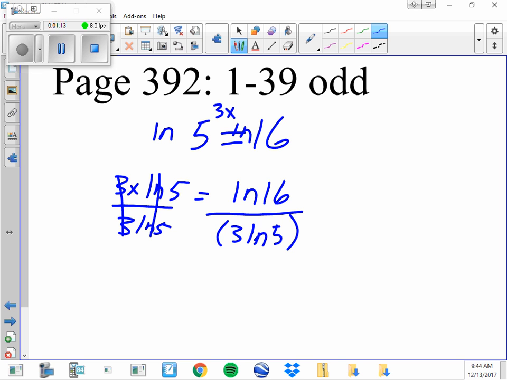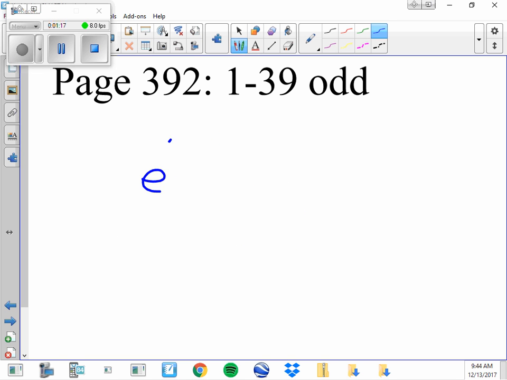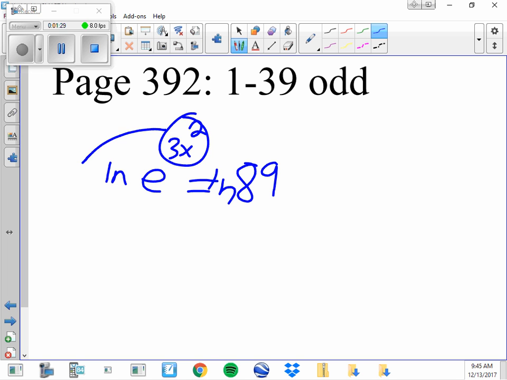What if I had e to the 3x squared equals 89? ln both sides. And then this drops down, and we get 3x squared. But the ln of e is 1. So I have 3x squared is equal to the ln of 89.